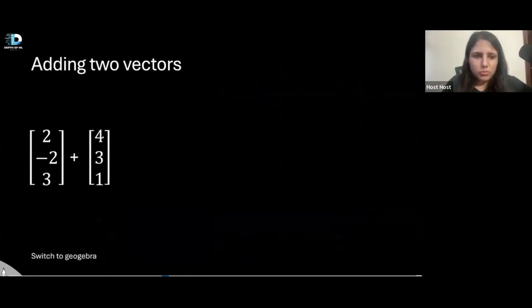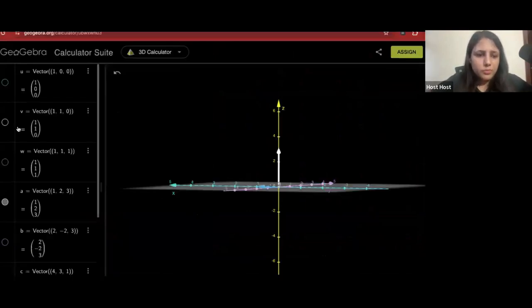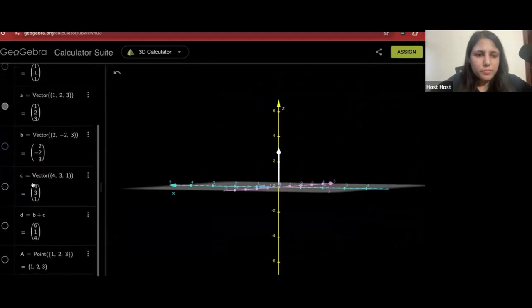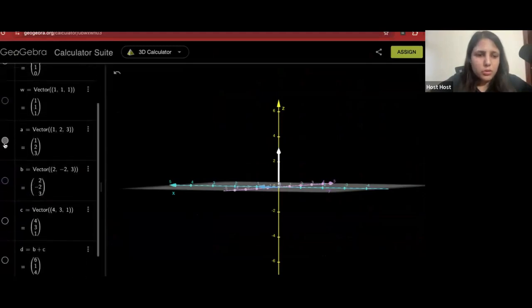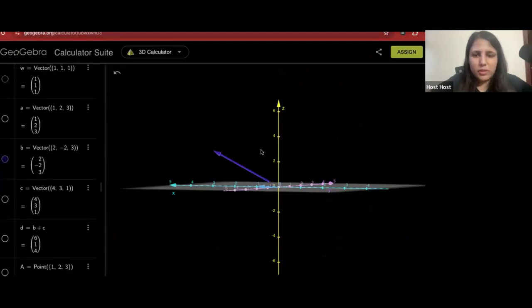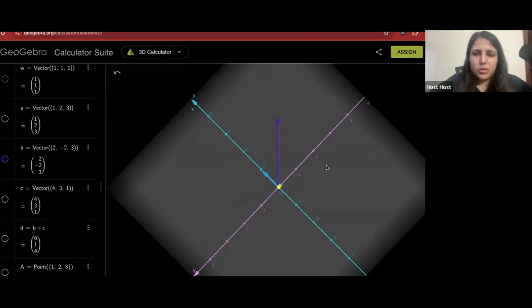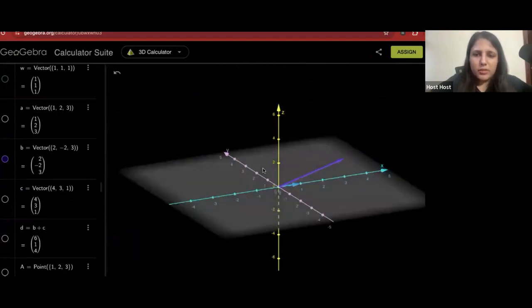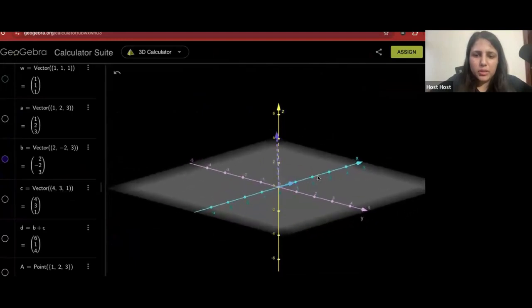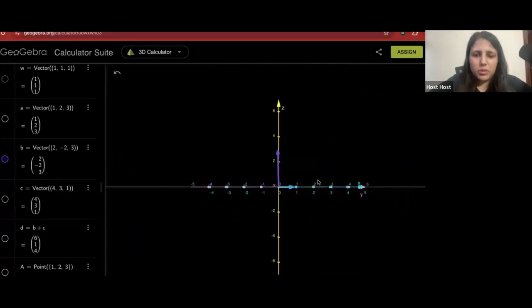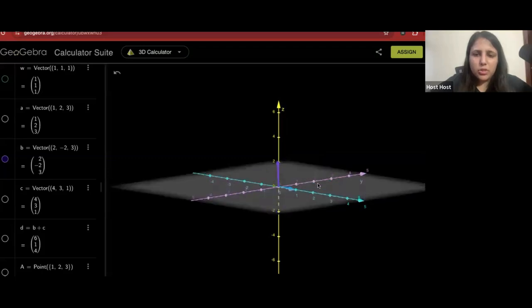Now let's do it in 3D. Again, we'll move to our 3D visualization tool. Here, this is my vector (2, -2, 3). Let's verify this. This is 2 in the x-axis, minus 2 in the y-axis, and if I talk about the z-axis, I just do this, and it's coming out to be 3, correct? So this is the correct vector.